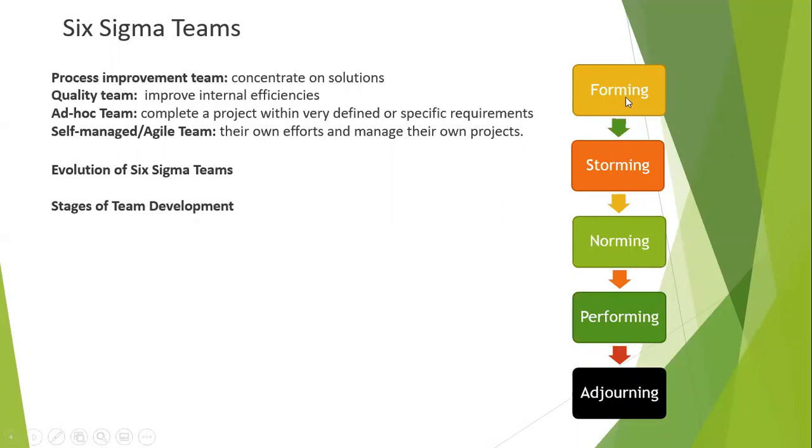See, for example, we are starting a Six Sigma team. It's not only a Six Sigma team, any team you are starting. We are gathering the people, and then you are assigning them to that particular project, saying that you are all going to work on that particular project. That's called your forming.